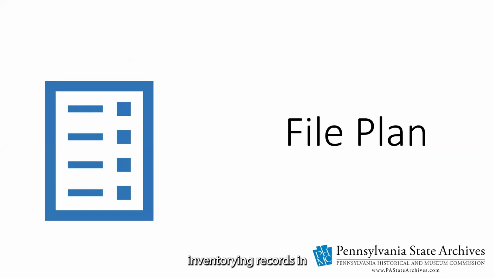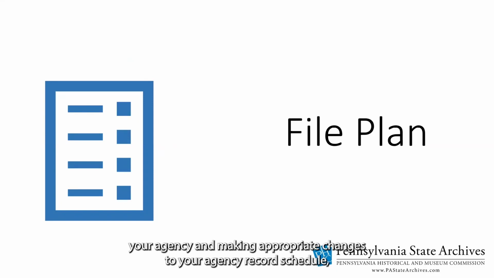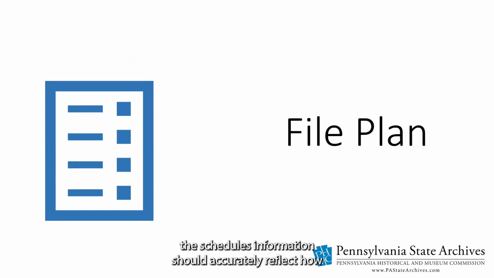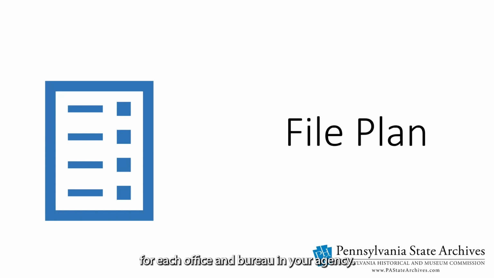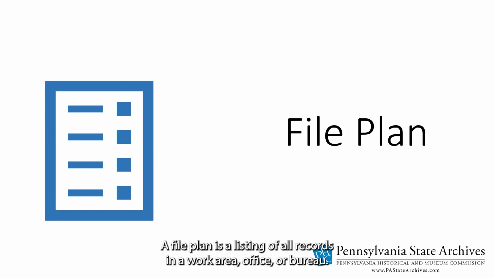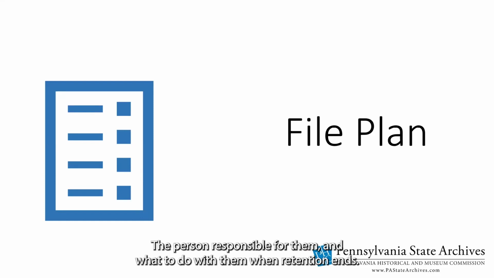After inventorying records in your agency and making appropriate changes to your agency record schedule, the schedule's information should accurately reflect how records are currently being retained in your agency. Once that has happened, you can create a file plan for each office and bureau in your agency. A file plan is a listing of all records in a work area, office, or bureau. The file plan says what each record's retention is, its location, the person responsible for them, and what to do with them when retention ends.